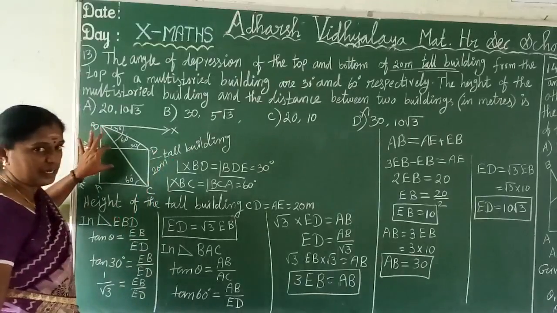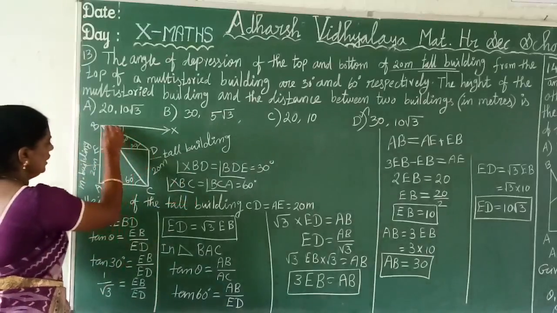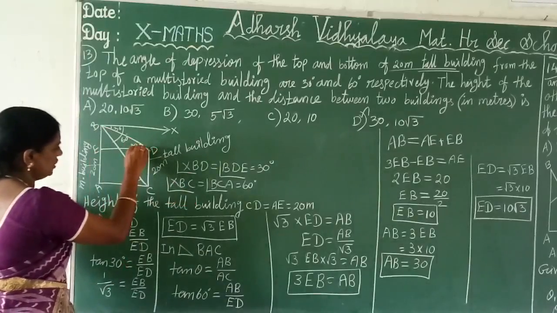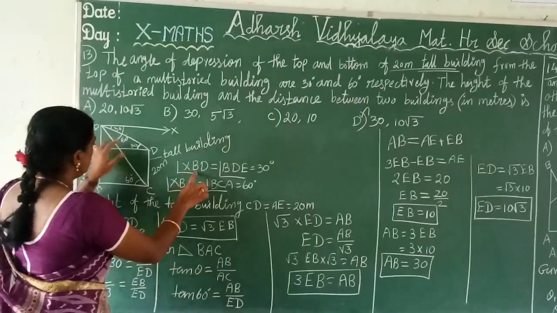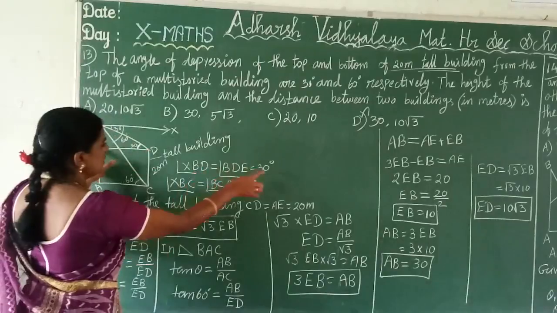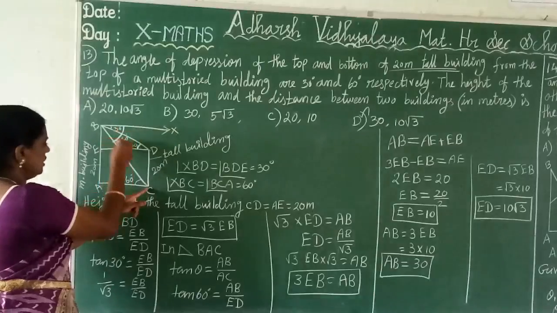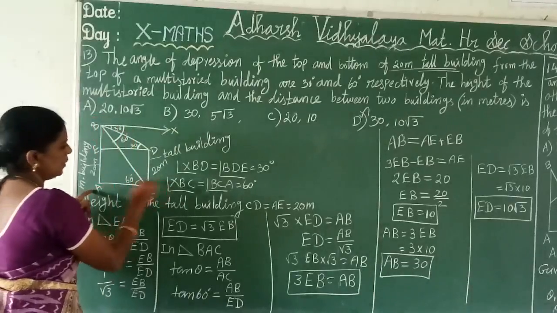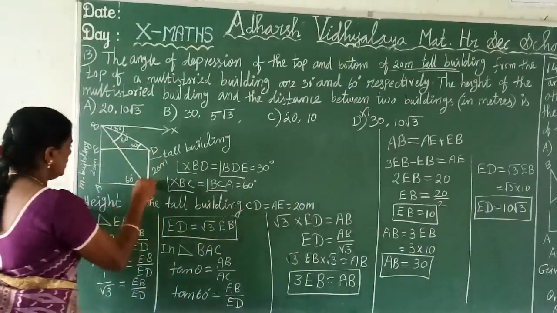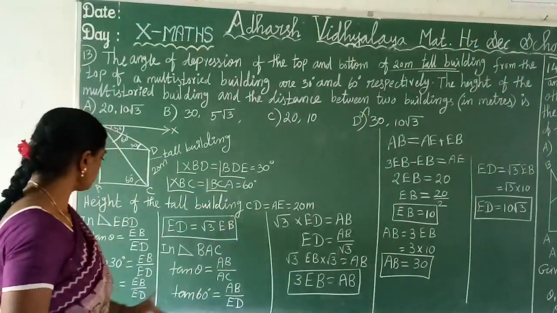This is the diagram. So next write the given angle of depression means here make it one right angle triangle. So here angle of elevation is 30 degree. So XBD equal to BDE 30 degree. Next XBC, this one 60 degree is equal to BCA 60 degree. So height of the tall building CD is equal to AE equal to 20 meter.